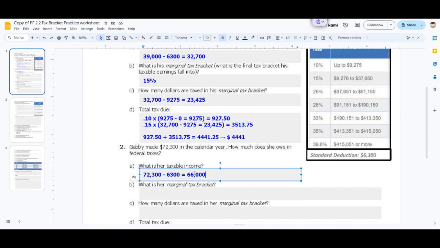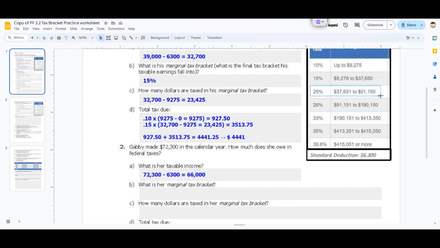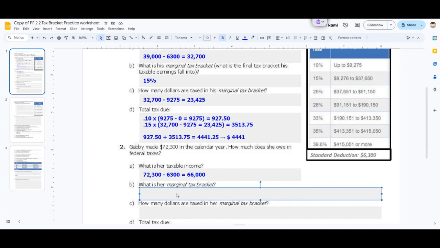What is her marginal tax rate? So now the 66,000, which bracket does that fall into? That falls into the 25% bracket. All right, because it's within that range. So she will fall into the 25% marginal bracket.